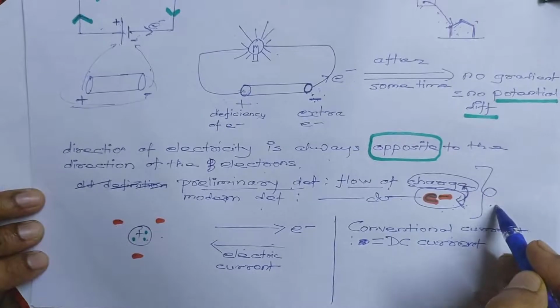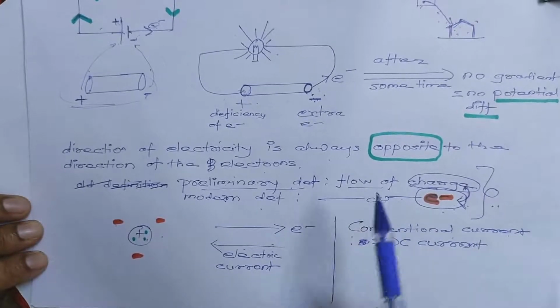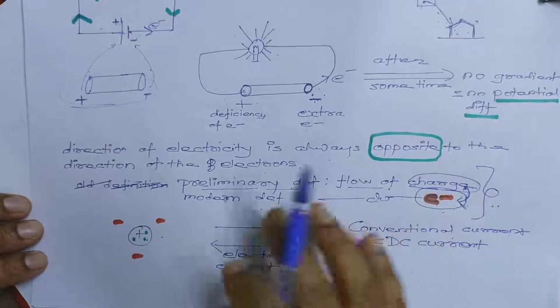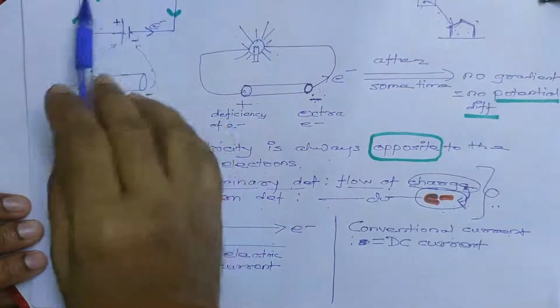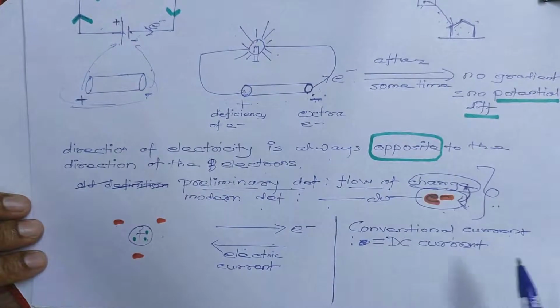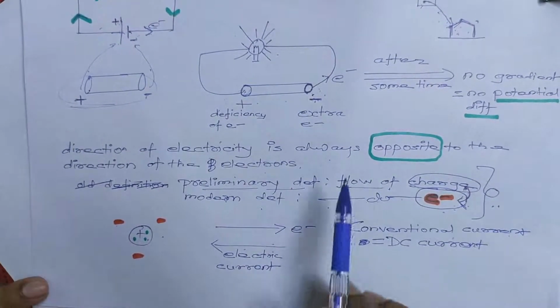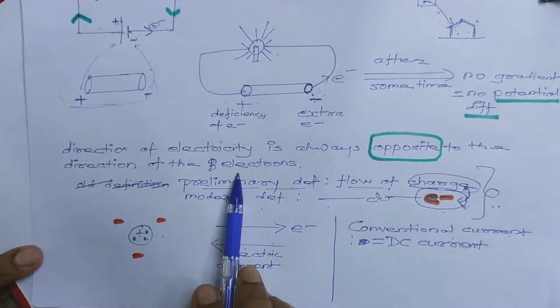Okay, if someone asks you what is the modern definition of DC current, you can say it flows in the direction of the flow of electrons. And what is the definition of conventional current? You need to say it flows opposite to the direction of the electrons.